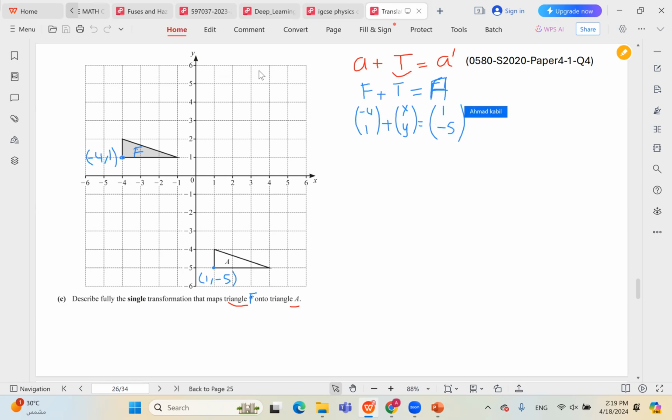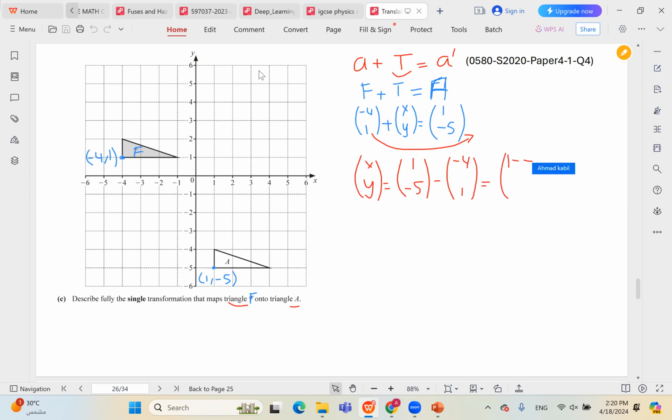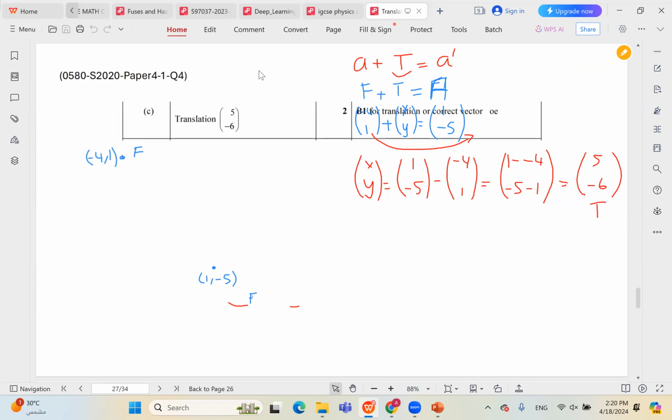So how do you find the vector xy? You just simply take this vector to the other side with subtraction. So you have xy equals 1, -5 minus -4 and 1. So 1 minus -4 is the same as, or you can write it just to make yourself more comfortable, 1 minus -4, -5 minus 1. So 1 minus -4 is 1 plus 4, so this is 5. -5 minus 1 is -6. So your translation vector is 5, -6. And this is the correct answer.